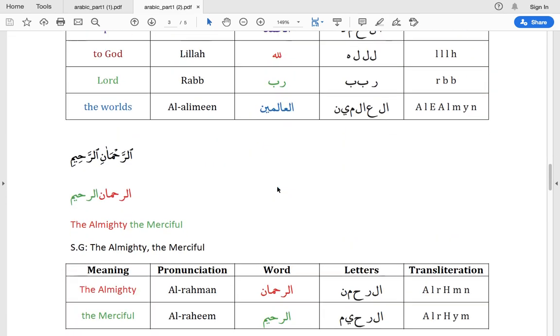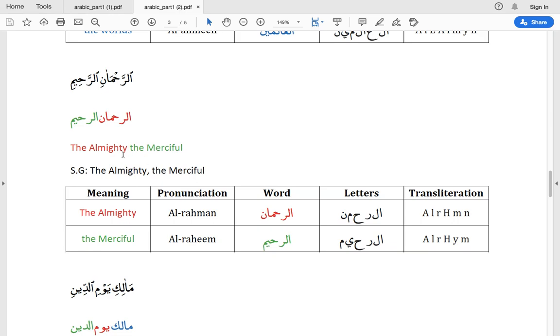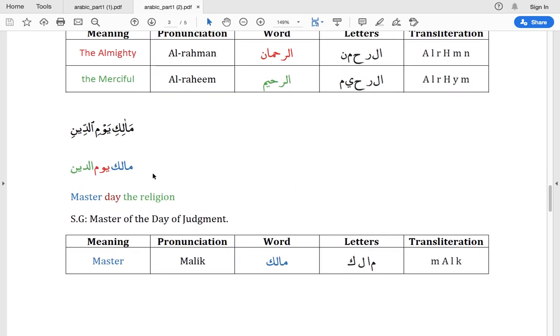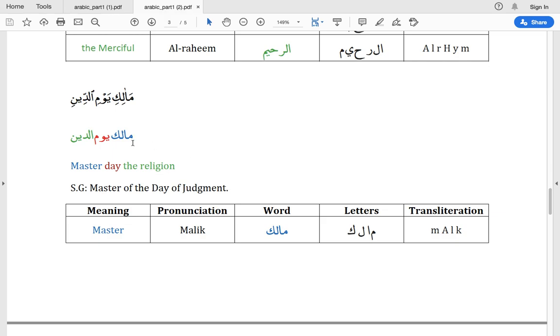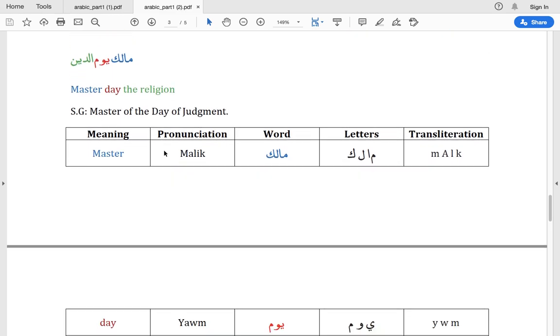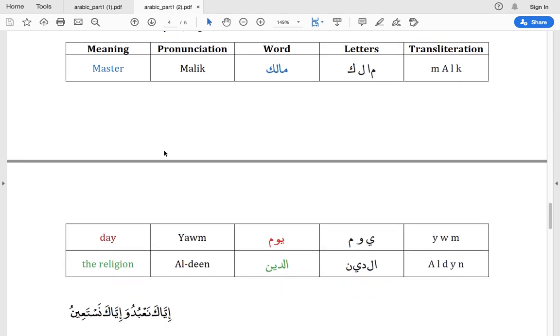Next one, Ar-Rahman Ar-Rahim. The Almighty, the Merciful, and that's a pretty close translation. He's just added a comma there. Next one is Maliki Yawmiddin. Malik, master, Yawm, day, ad-Din, the religion. And Sam Gerrans translated it as master of the day of judgment. And you can look at his footnotes where he talks extensively about why he translated ad-Din as judgment. I'm just doing a literal translation, so I'm keeping it the way it's shown in lexicons, and we'll go over that in the next lesson, God willing.